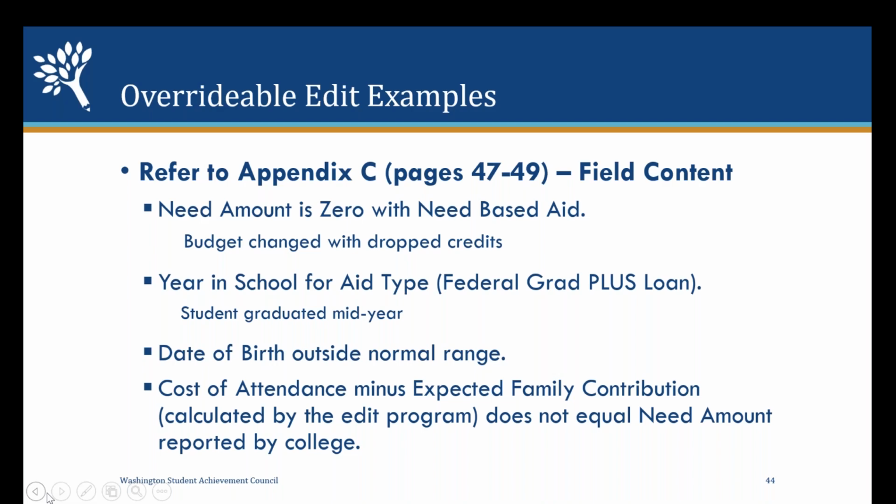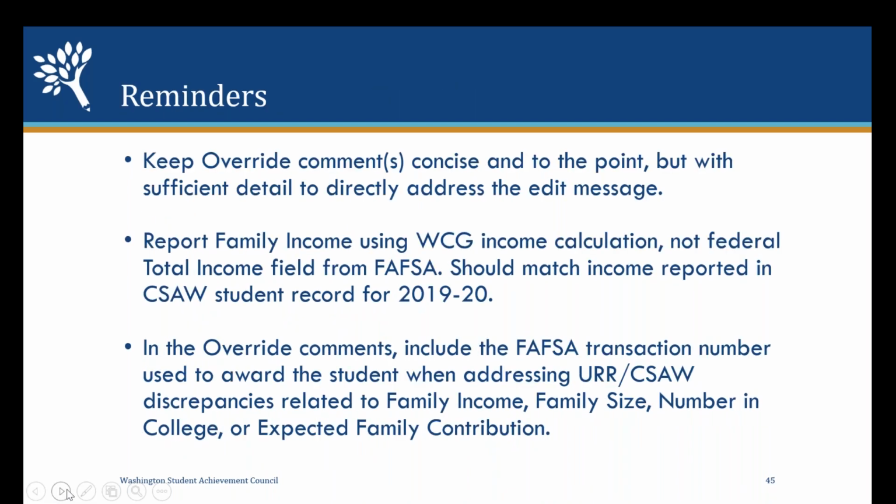Cost of attendance minus expected family contribution, which is calculated by the edit program, does not equal need amount reported by the college. That is an overrideable edit. Just some reminders about these edits. Keep your override comments concise and to the point. But while saying that, they also need enough information so that the edit can be directly addressed and that it makes sense to us as well.